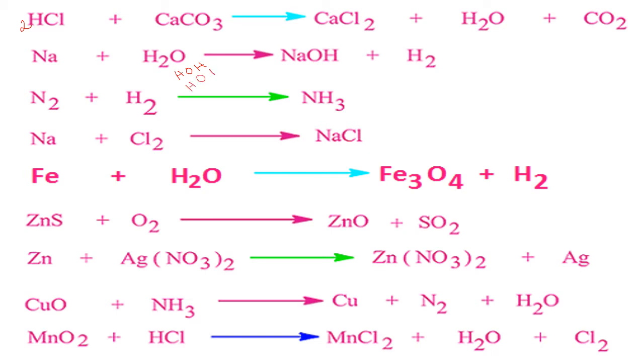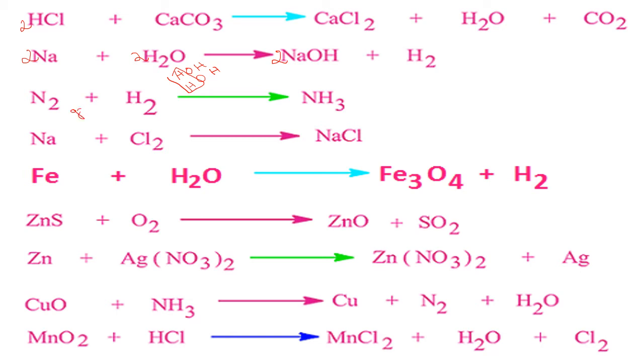So how can you make it? Add 2 in front of water. Now you got 2H, and along with that you got 2OH also. You have to write 2 in front of NaOH. Again, you have to write 2 in front of sodium. Now it is balanced. Now next thing is nitrogen gas combines with hydrogen gas.